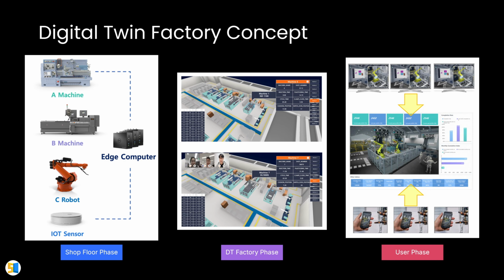And the user phase. In the final phase, users can access the digital factory to view and control various types of information. Users monitor the digital factory status in real time through multiple monitors and analyze the factory conditions using various charts and data visualization tools. And users can also collaborate with other connected users with real-time voice and video for effective collaboration.